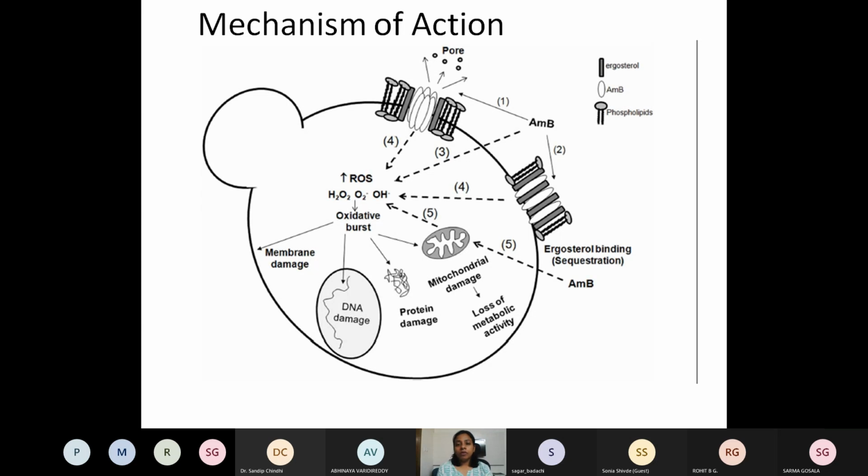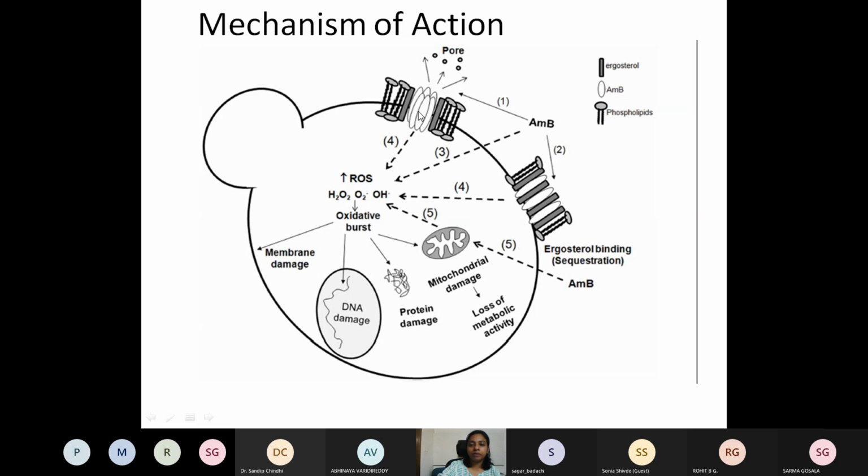Just to touch briefly upon the mechanism of action, a lot of study has been done as to how amphotericin acts. If you can see this molecule here, this is amphotericin B. This is the fungus and this is the cell wall of the fungus. We have certain compounds called sterols. In humans, we have cholesterol. In fungus, we have ergosterol. These are the ergosterol compounds. Amphotericin B has hydrophobic areas and hydrophilic areas. The hydrophobic area will bind to ergosterol and the hydrophilic area binds to the phospholipids.